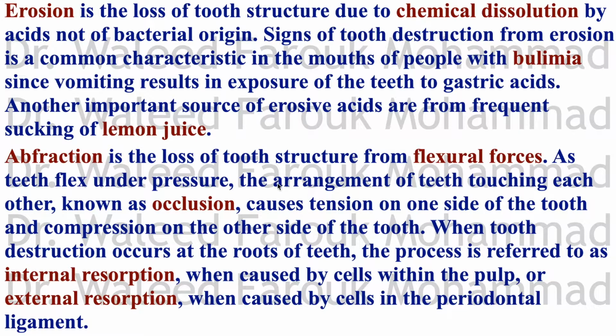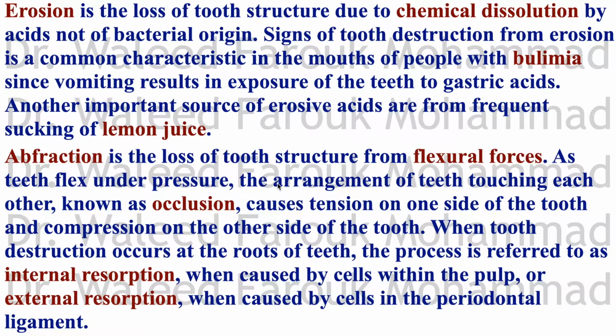The process of erosion is a loss of tooth structure due to chemical dissolution by acids, not of bacterial origin, and not the ones that work on leftovers of starch and sugars and fructose and glucose in the mouth. Signs of tooth destruction from erosion is a common finding in the mouths of bulimia patients.